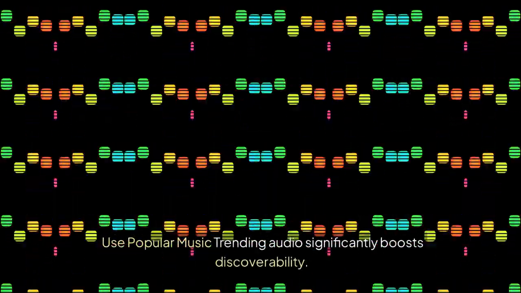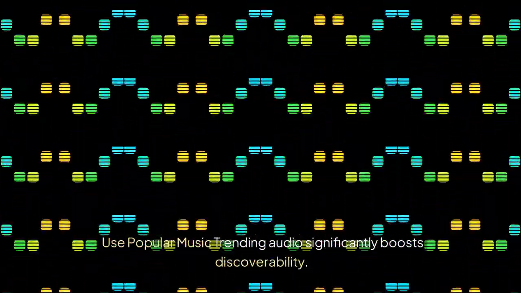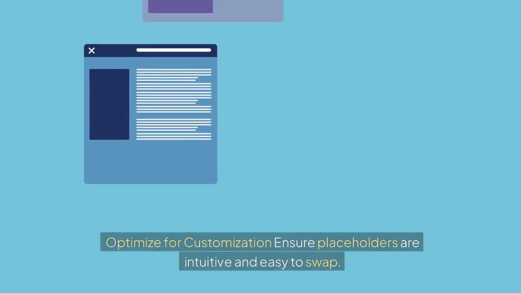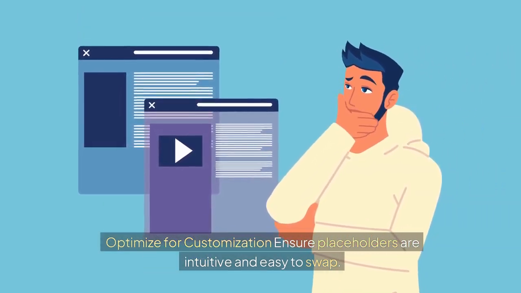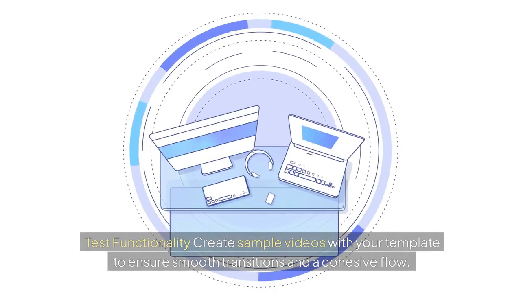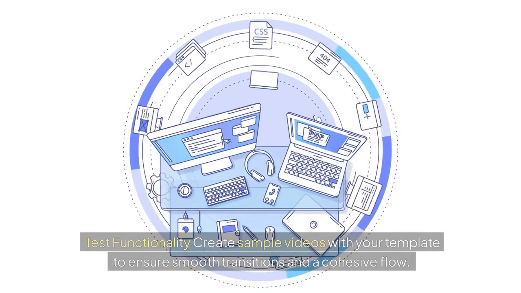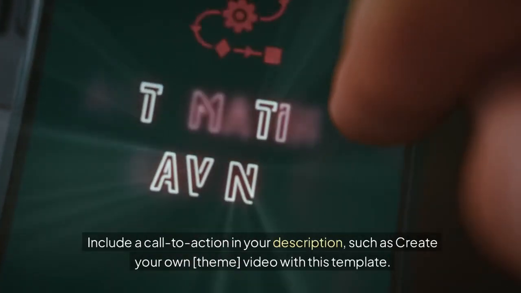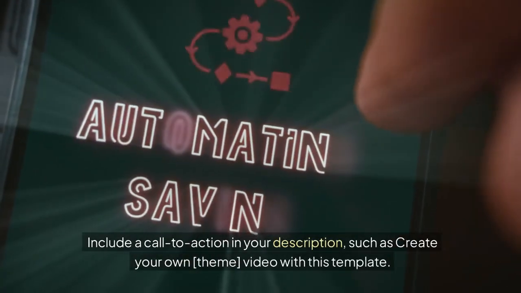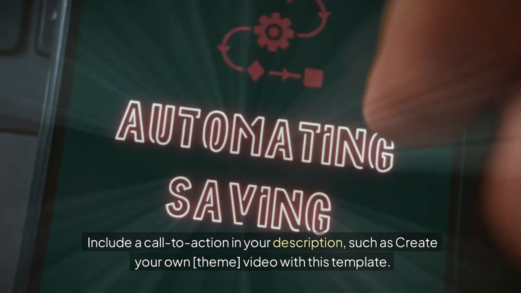Use popular music: trending audio significantly boosts discoverability. Optimize for customization: ensure placeholders are intuitive and easy to swap. Test functionality: create sample videos with your template to ensure smooth transitions and a cohesive flow. Include a call to action in your description, such as create your own theme video with this template.